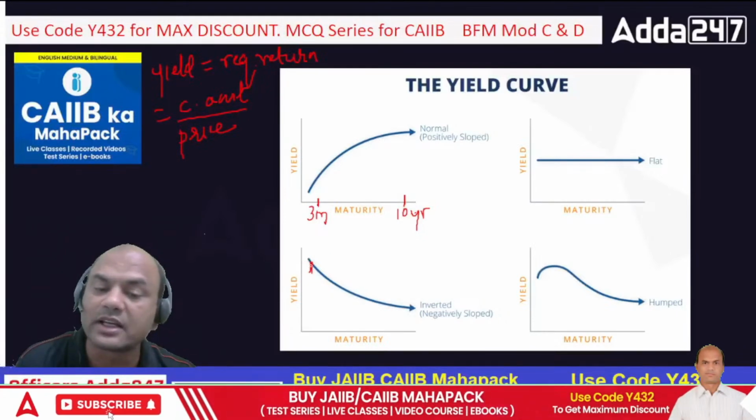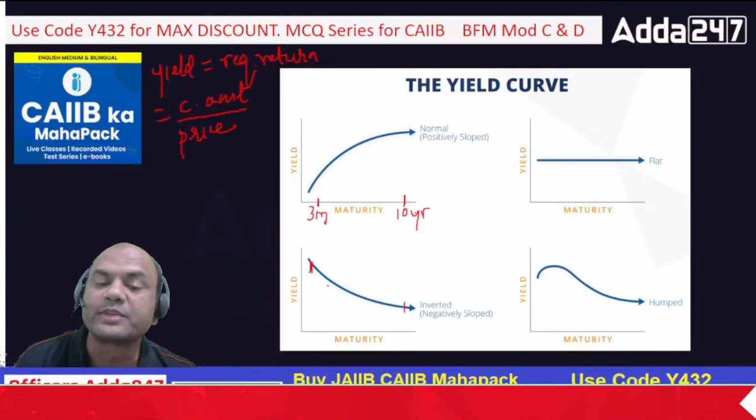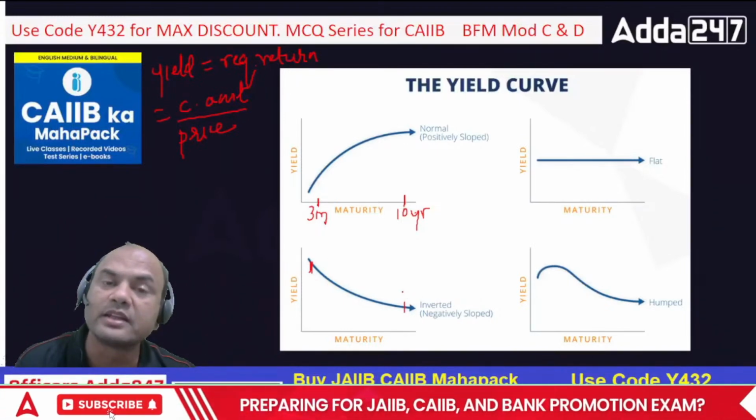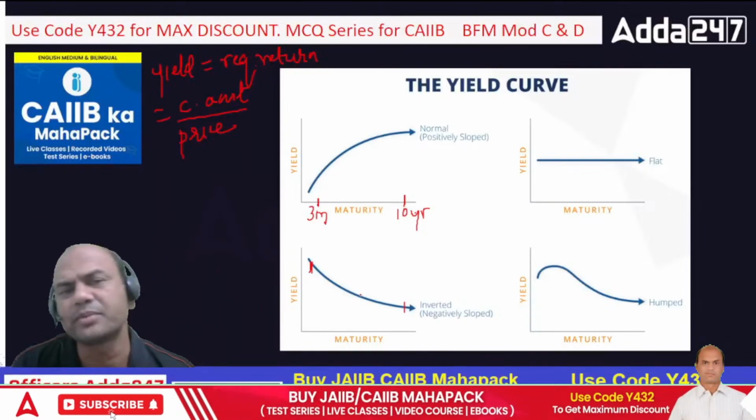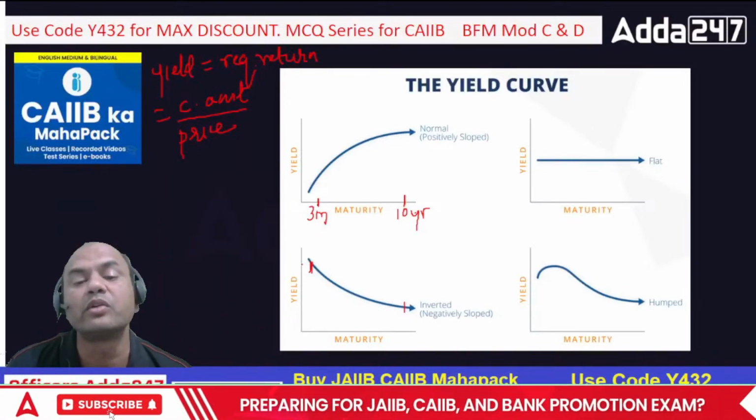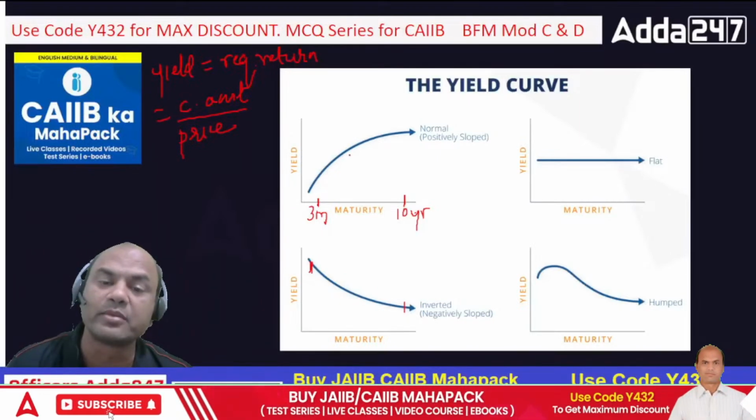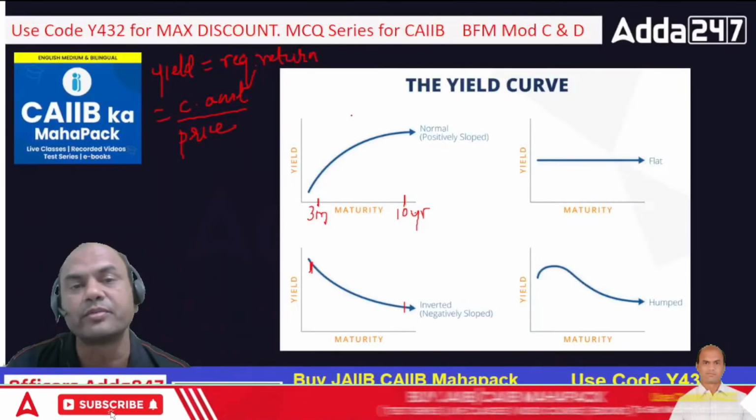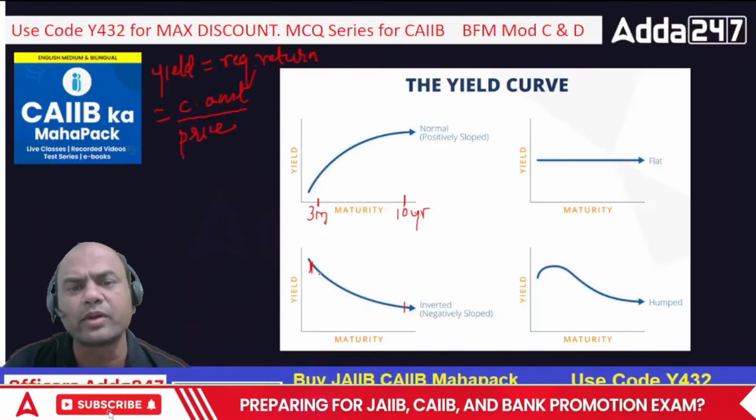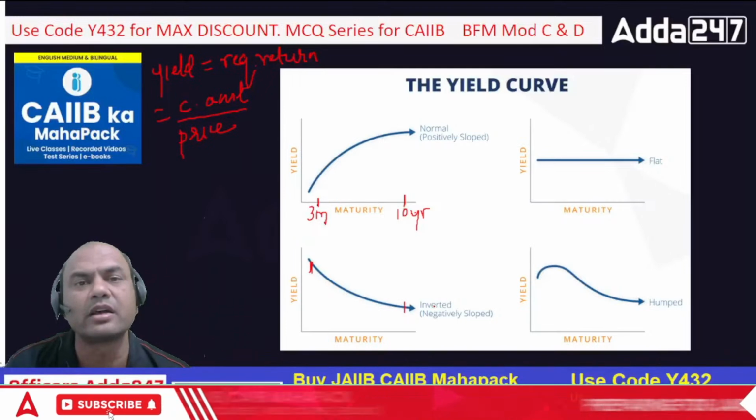This is 3 months and this is 10 years. The expected return for 3 months is higher and the expected return for 10 years is lower. How can this happen? This can happen if, imagine our country is going into depression. Right now, everyone amongst us in India is in the normal curve. Even in the US, some 4-5 months back, the curve was going inverted.